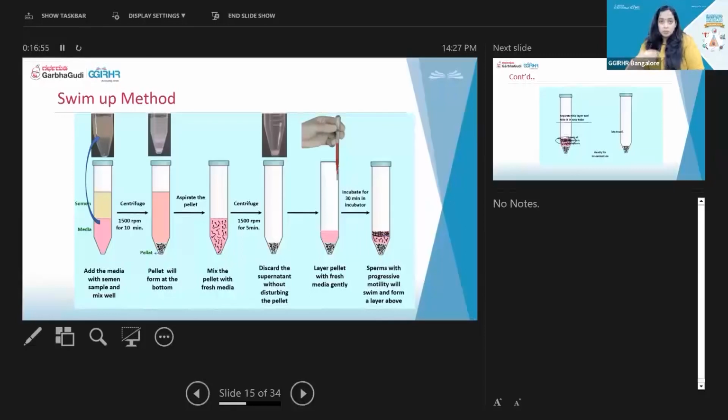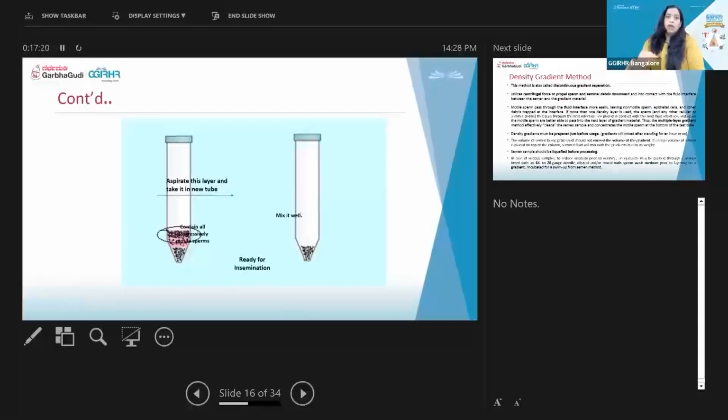You aspirate the pellet, add it into another tube which has 2 ml of fresh sperm wash media. Again, centrifuge at 1500 RPM for 5 minutes. Get the pellet, layer it with 0.4 to 0.5 ml of media, incubate for 30 minutes, and leave it at a 40-degree angle, so that there is more surface for them to swim up. Once the 30 minutes are over, you can take the supernatant, transfer it to another tube, and then it is ready for insemination.